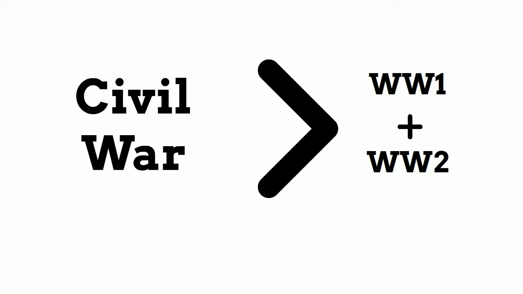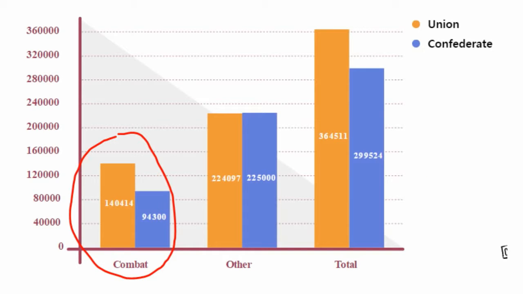But these achievements came at the cost of 750,000 lives, which is more than the American soldiers that died in World War I and World War II combined together. Now let's see how this big number came to be.